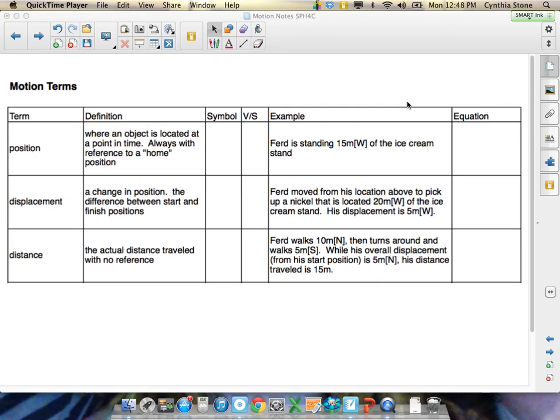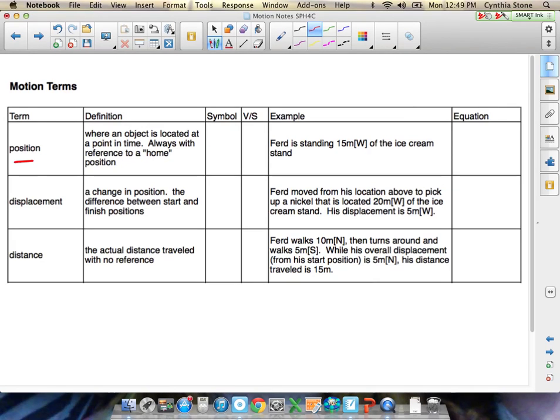So the first term you might hear with motion is called position. Position is where an object is at a point in time, and it's always compared to a reference point or a home position. The symbol we give position is d, and it is V or S, meaning vector or scalar. We'll talk more about those in a little bit, but for now, you might be able to figure out it's a vector. What I mean is, Ferd is standing 15 meters west of the ice cream stand. So that's how I refer to position.